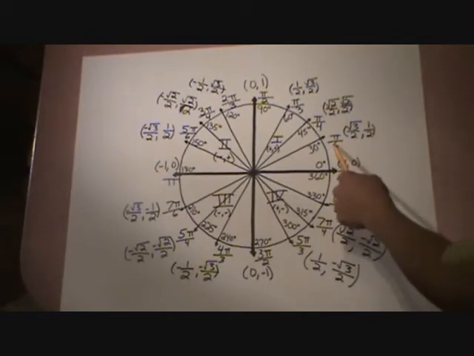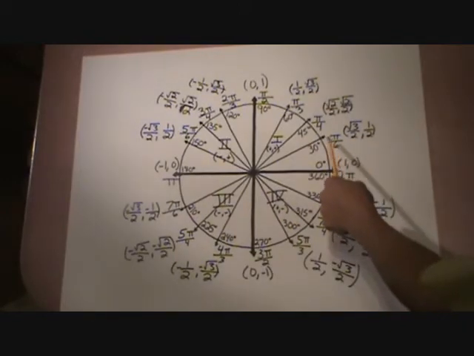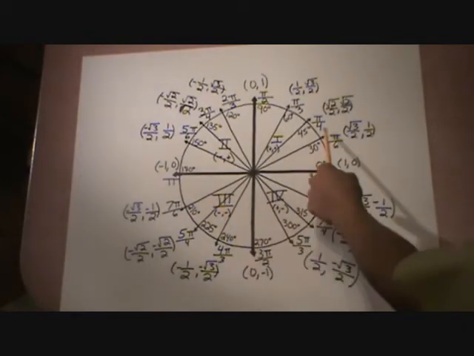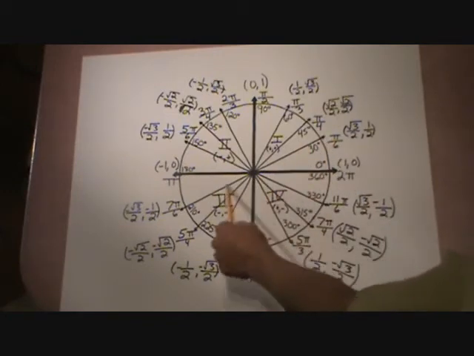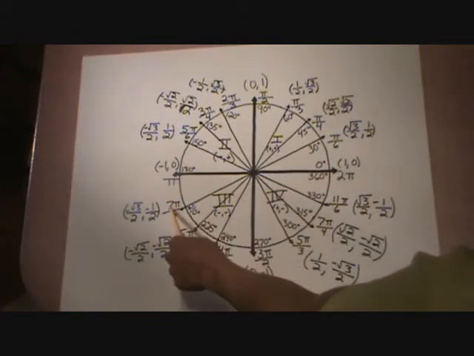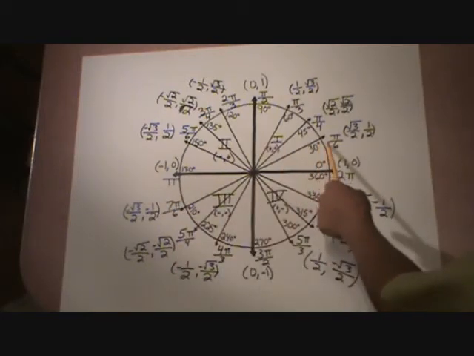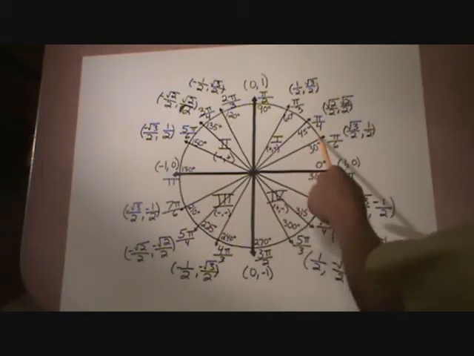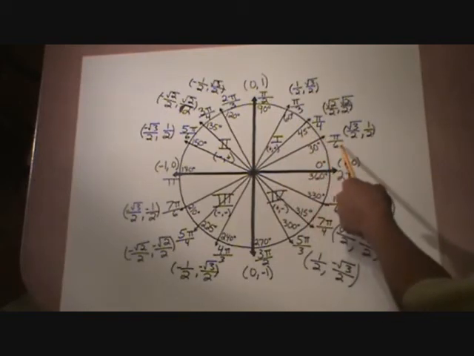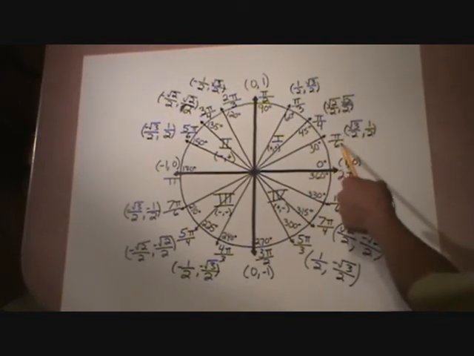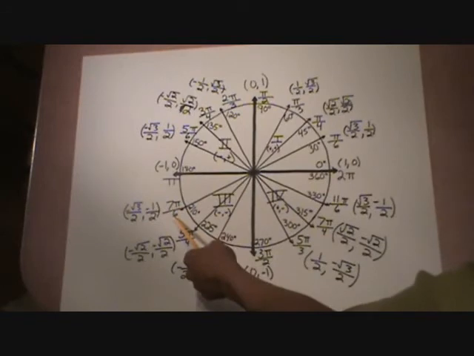To find out where this pi over 6 goes over here in the third quadrant, you just follow this line all the way across, and you'll get the corresponding pi over 6. If you don't know how to find it, you just do the same thing as we did over here. But instead of subtracting pi over 6, you just add pi over 6 to get 7 pi over 6.